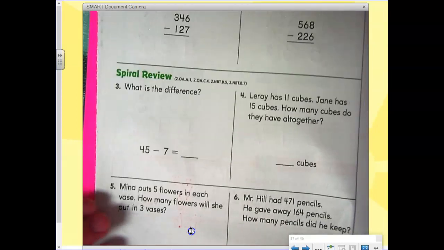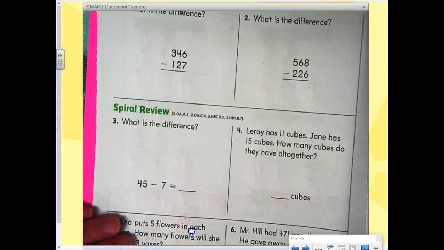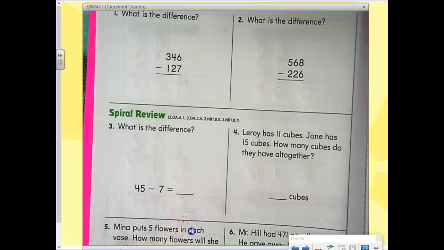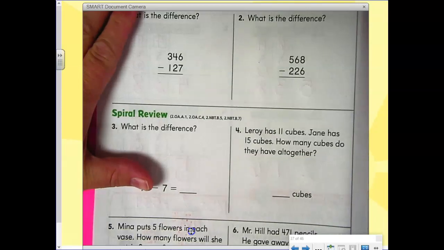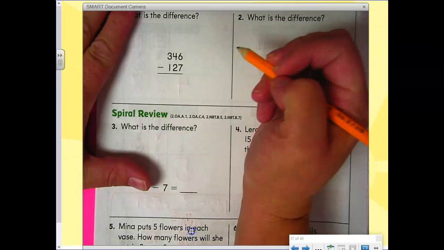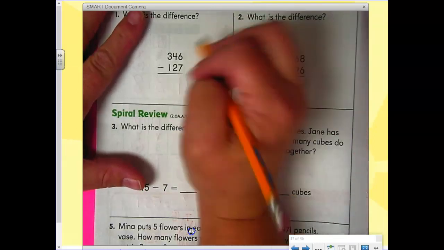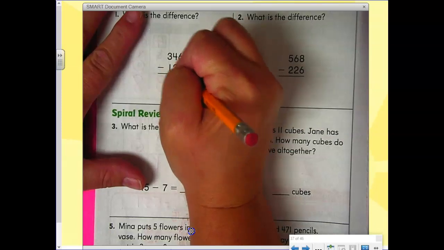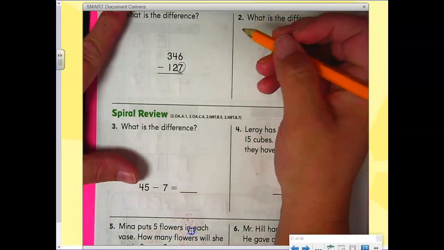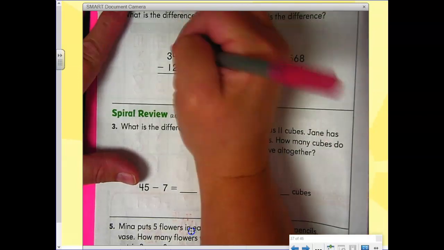Okay. On the back. All right, checking what you know. Number 1, what is the difference? 346 minus 127. All right, we have 6 minus 7. Can we do that? No, why not? Our big number is on the floor, so we had to go next door and grab 10 more.